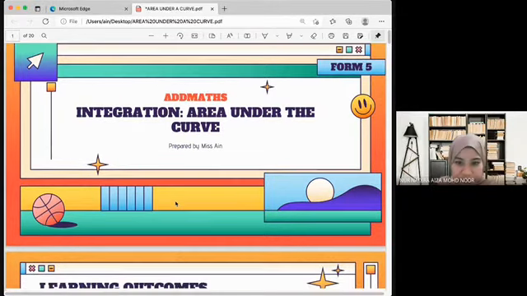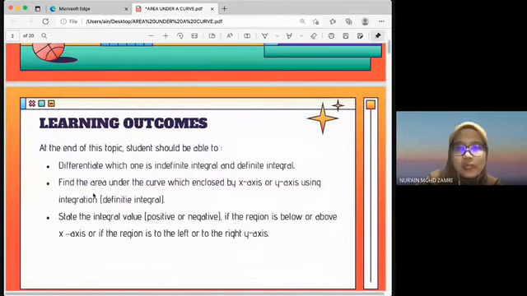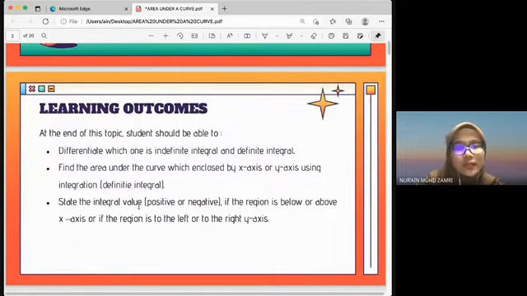First and foremost, I'm going to go through our learning outcome. At the end of this topic, students should be able to differentiate which one is indefinite integral and definite integral. Students should also be able to find the area under the curve bounded by the x-axis or y-axis using the integration method, which is definite integral, and be able to state whether the integral value is positive or negative if the region is below or above the x-axis, or to the left or right of the y-axis, okay?